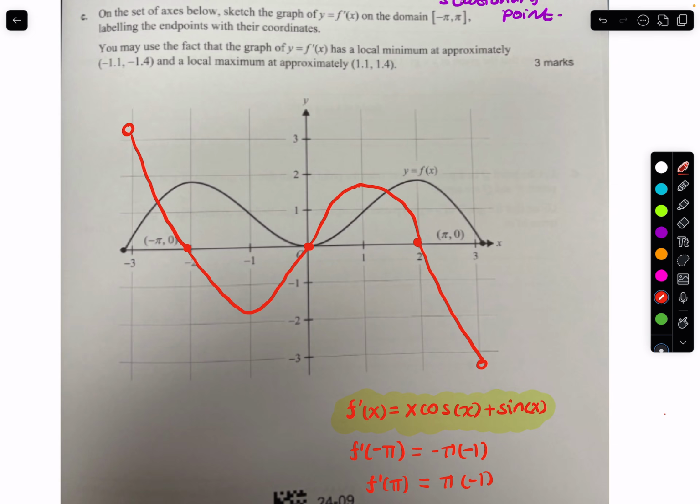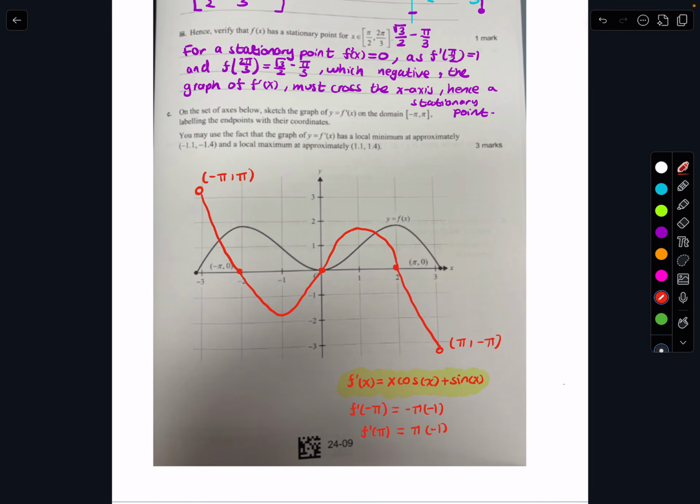Done. And we can label those endpoints. Of course, we need to label those. Don't forget those. So negative pi to pi, pi to negative pi. And that's it. So sketch it, label the endpoints. And yeah, that's basically it. Nothing really beautiful.